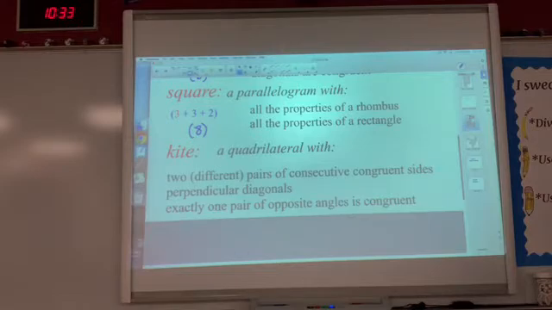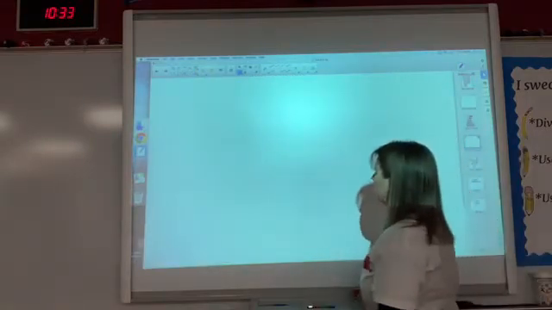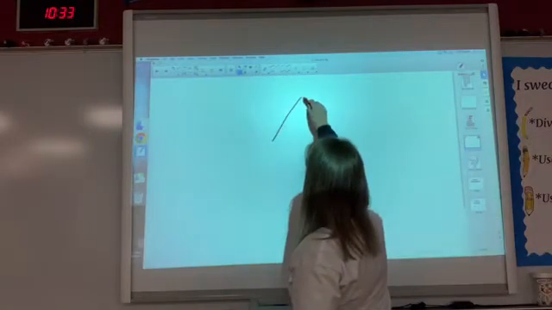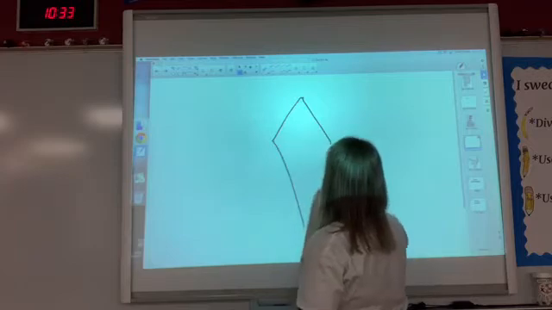And I'm thinking you're going to need a visual on this, so maybe off to the side a little bit or in a different spot. Let's take a look at a kite. 2 different pairs of consecutive congruent sides. You all pretty much know what a kite looks like.